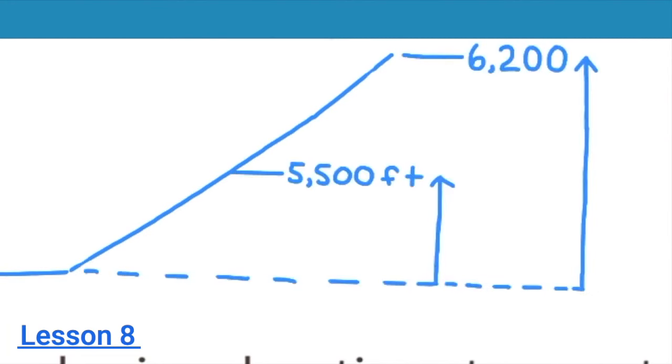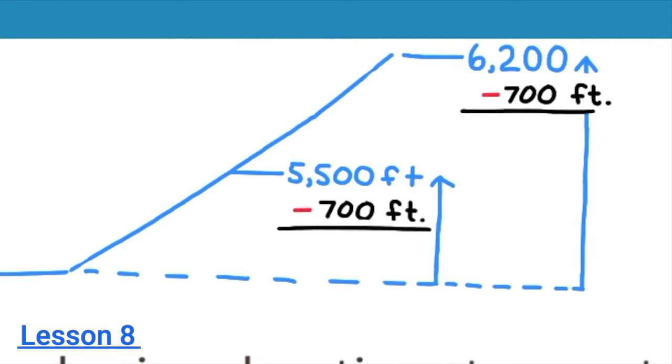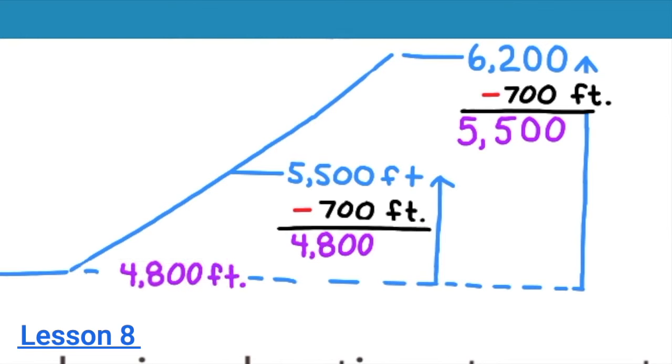This line represents the road, and after 2 miles, you can see the elevation is 5,500 feet. After 4 miles, the elevation is 6,200 feet. The difference between 6,200 feet and 5,500 feet is 700 feet. 6,200 feet minus 700 feet is 5,500 feet, and 5,500 feet minus 700 feet is 4,800 feet. The road starts at 4,800 feet.